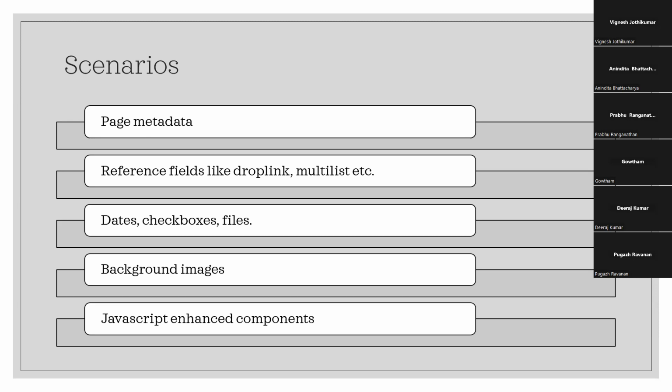So some scenarios to mention here, which you might have to pay some extra attention to. Those are what I've listed out here. So the first one is fields that are not rendered on the page, things like page metadata. These are the things that you might have to do something additional, being a developer, to expose them to be edited in experience editor mode.